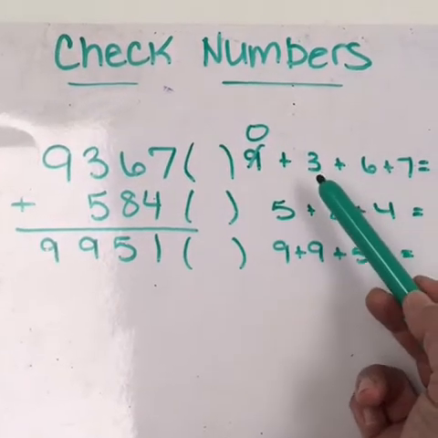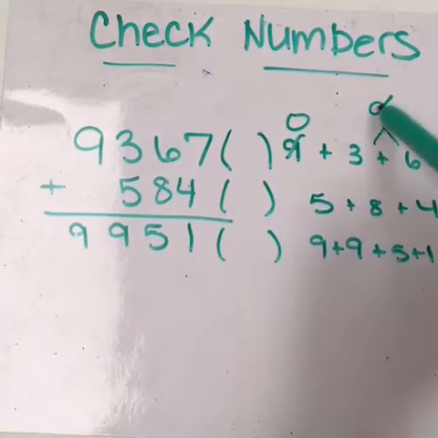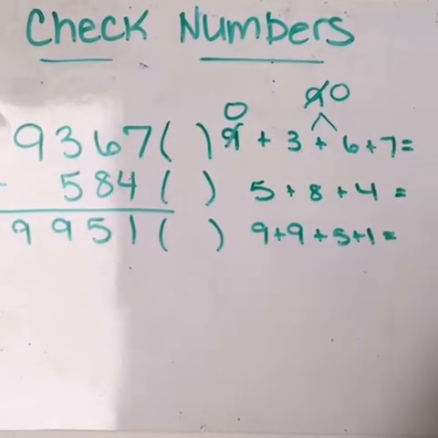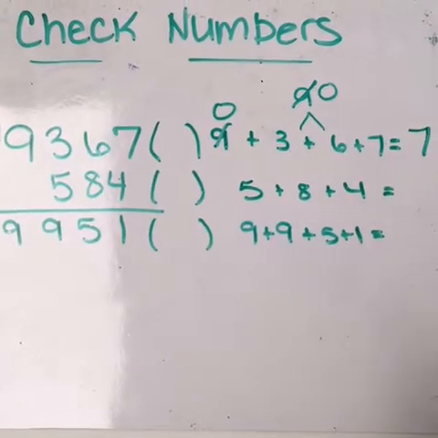So I'm going to continue to add 6 and 3. Well, that gives me 9 again, which again gives me no remainder, so that's 0. And then I'm left with 7. So the check number for this one is 7.